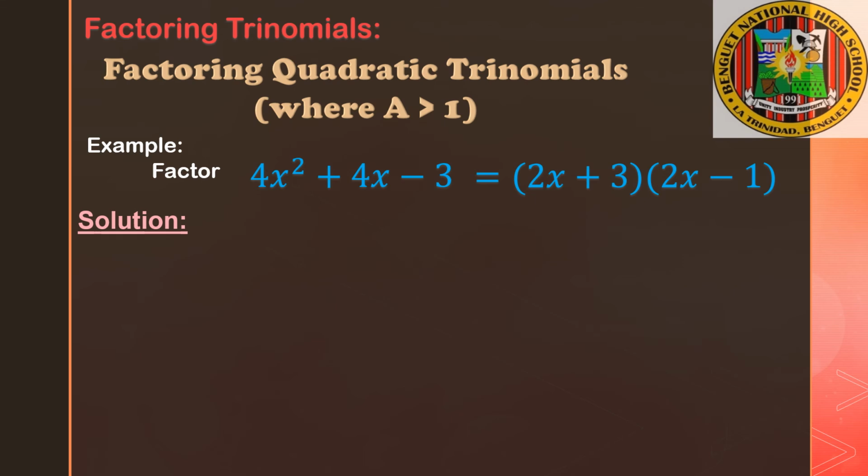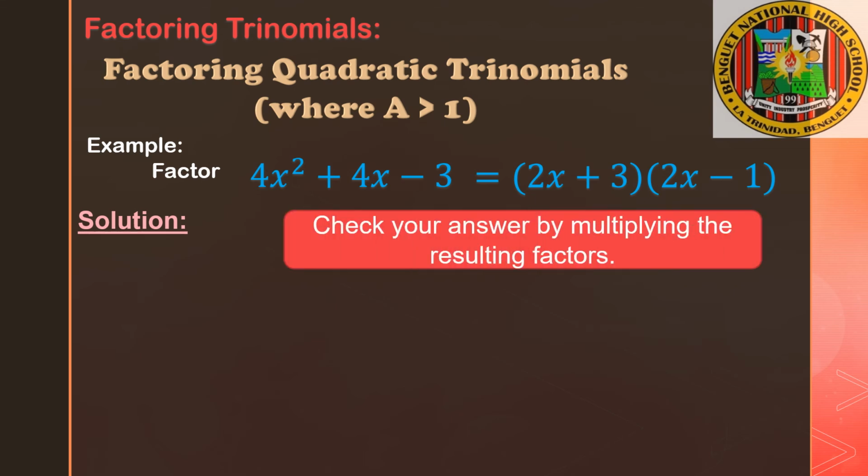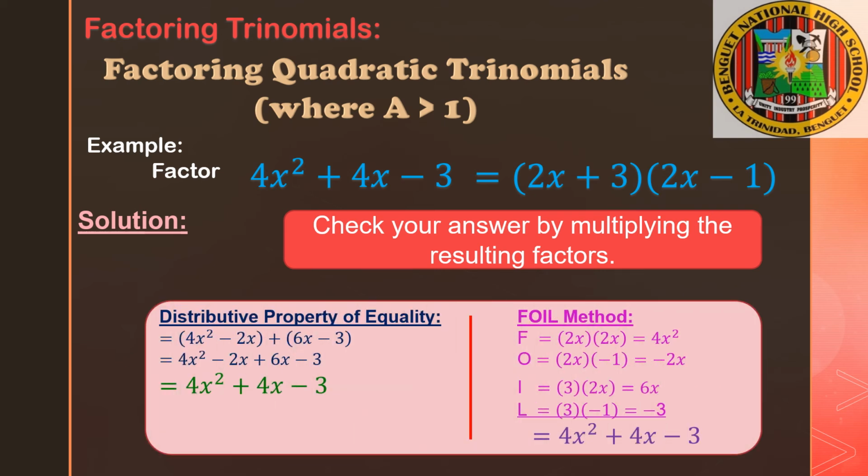To confirm that our factors are correct, we multiply the factors we got. So, through the distributive property and the FOIL method, we can see that the factors will have a product equal to our given trinomial, which is 4x squared plus 4x minus 3. Did you follow the lesson? Great job!